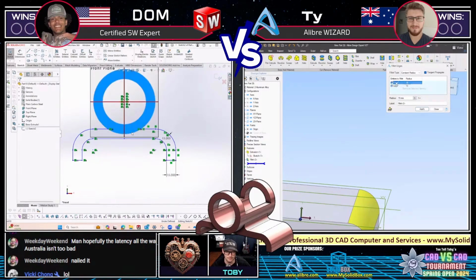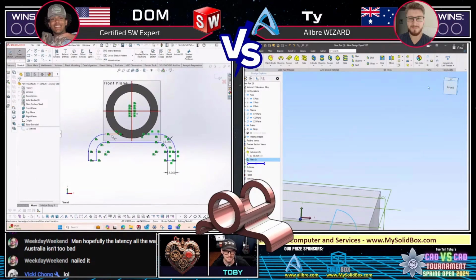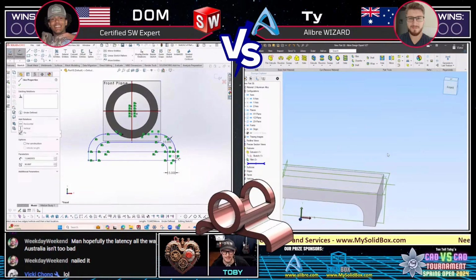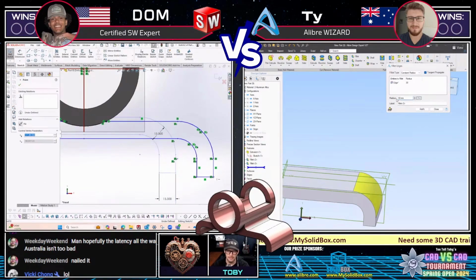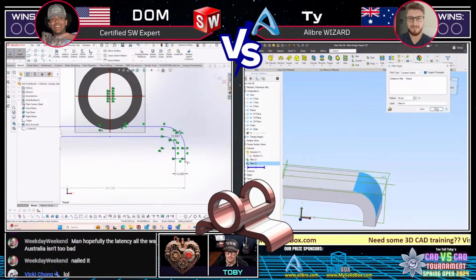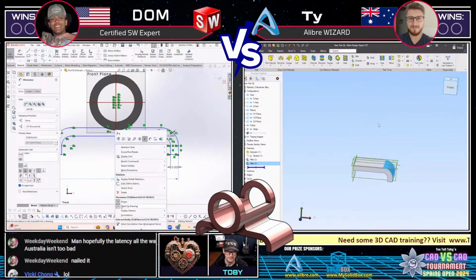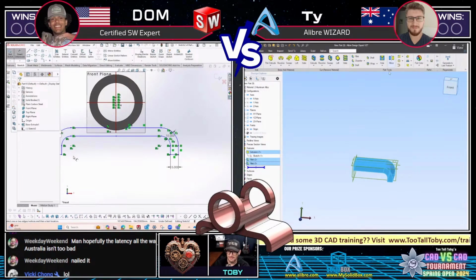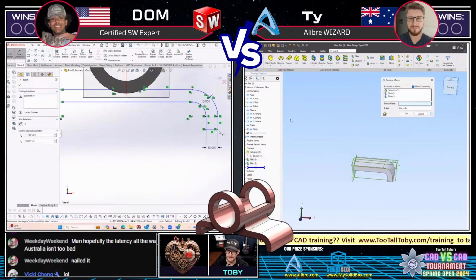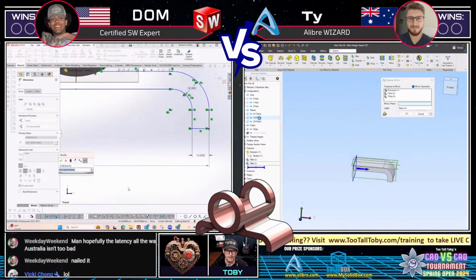Now the question is, how's he going to merge this all together? And it looks like he's going to do it with a convert entities and a trim. I like it. I like it. Okay, running into a little error there with his dimension. Looks like for some reason his dimension was erroring out. I hate it when SolidWorks does that. I've had that happen many times. And what's up with that? He's able to drag it. He should be able to dimension it, but for some reason he's not able to. We're going to let him figure that out.